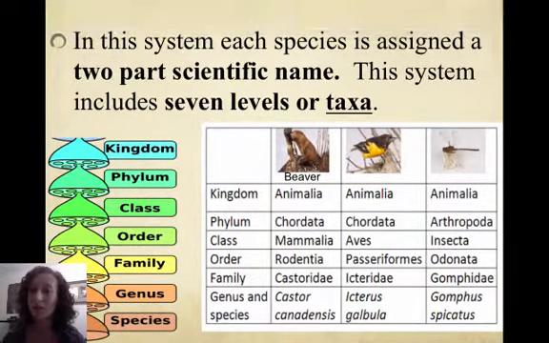Now these are some specific examples. Let's look at this beaver. Beaver is the common name. Now the most general aspect of the beaver is in the kingdom Animalia. It's in the phylum Chordata, it's in the class Mammalia, which means it's a mammal, order Rodentia, it's a rodent, family Castoridae, and its genus and species Castor canadensis.